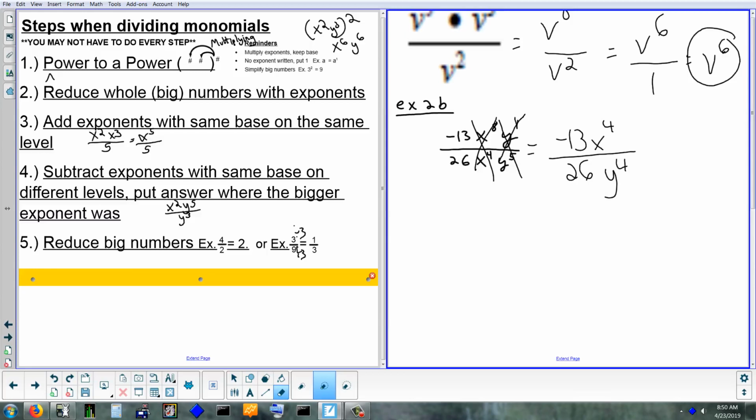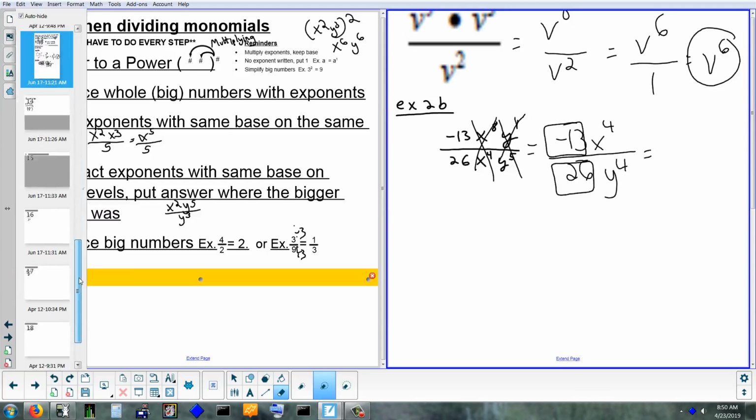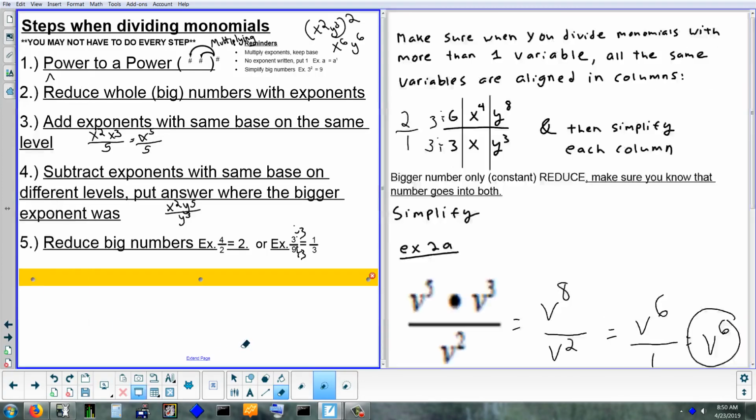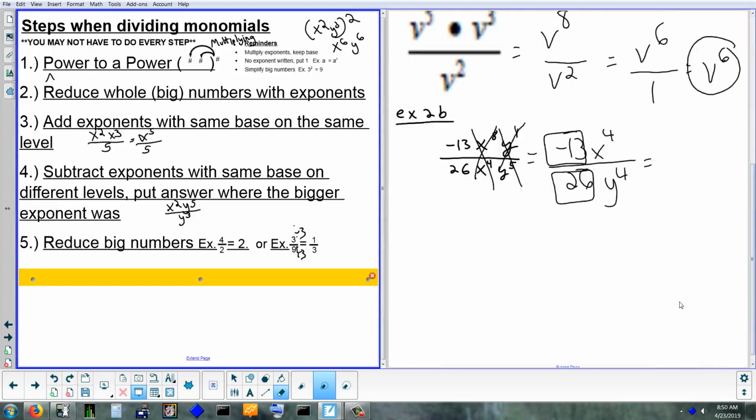Reduce the big numbers. So my two big numbers are negative 13 and 26. Guys, most of the time with this, the smaller number can go into the bigger number. Can 13 go into 26? How many times? Twice. So where's the 2 going to go, on the top or on the bottom?